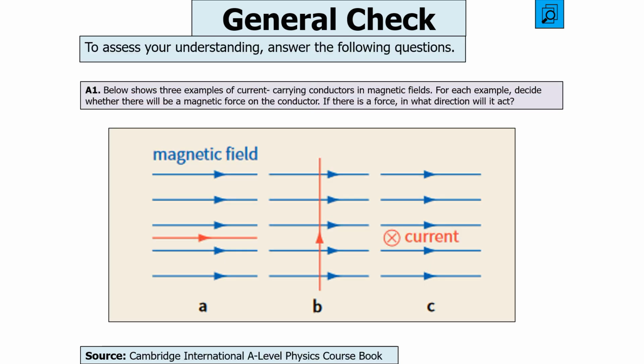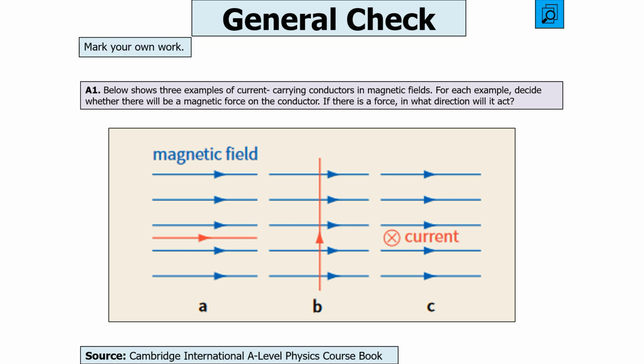In the next question, it shows three examples of current carrying conductors in magnetic fields. For each example, state whether there will be a magnetic force on the conductor, and if there is a force, in which direction it will act. Pause the video now, then unpause the video when you want to go through your answers.